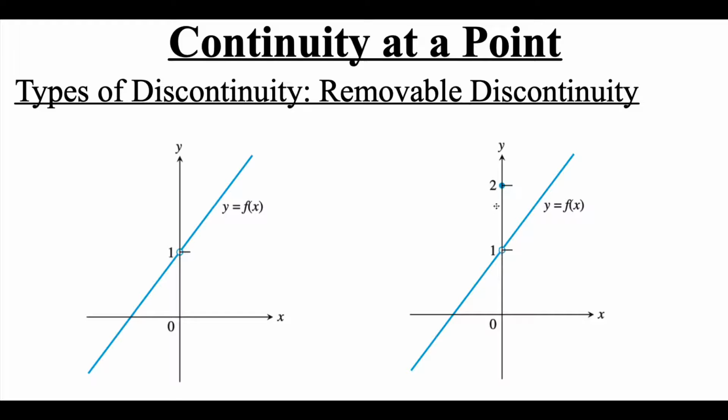Now, with a removable discontinuity, that point could be taken away completely, like it is in that first picture, or that point could just be shifted to a different location. So here we've got a hole in the graph, and that point just got shifted up to 2 instead of being at 1 like it's supposed to be. That also counts as a removable discontinuity. There's a hole in that graph, and that point was just taken out of there. Both of these represent removable discontinuities.